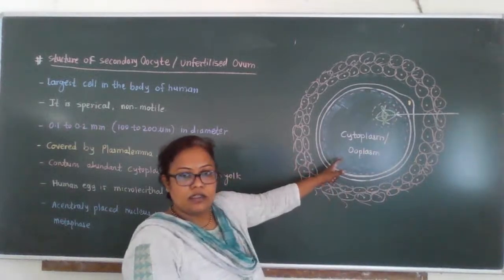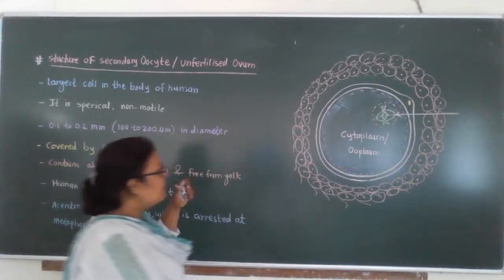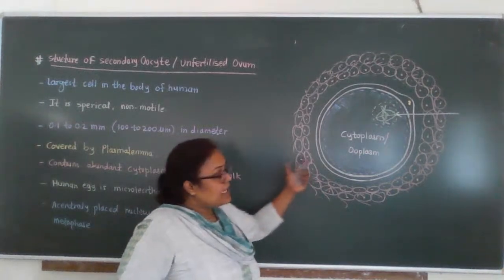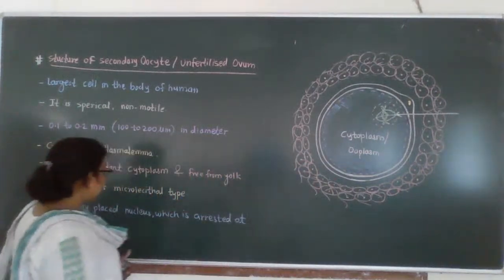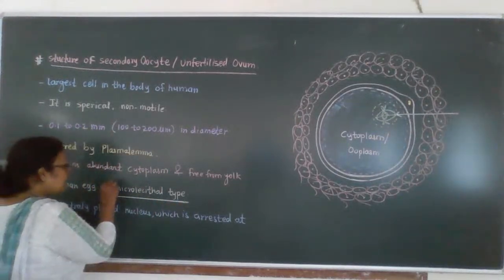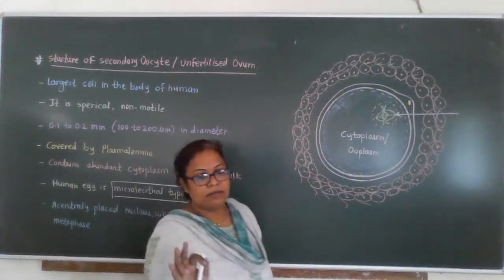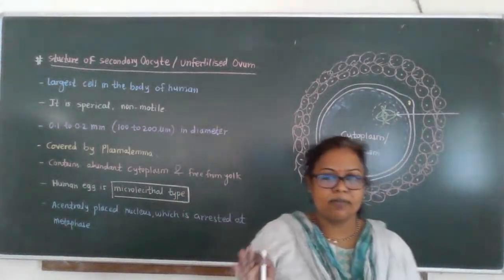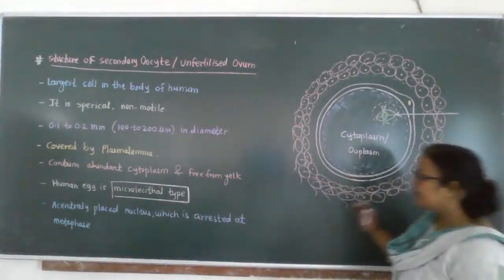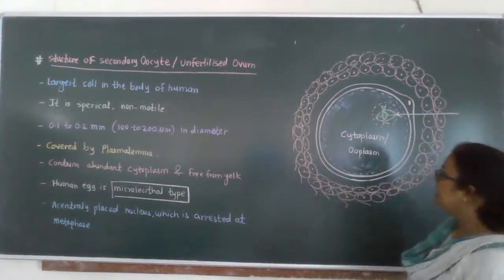The human egg has an abundant amount of cytoplasm and a very small amount of yolk, or is free from yolk. So this egg type is called a microlecithal egg type. The human egg is a microlecithal egg type, and this can be asked as a single sentence. Everyone should keep in mind that a microlecithal egg has abundant cytoplasm and is free from yolk.